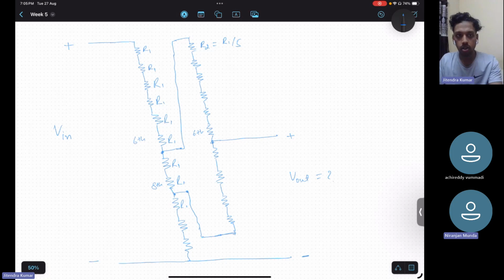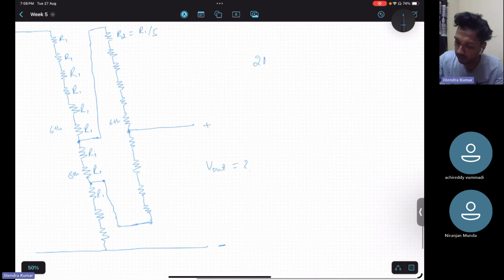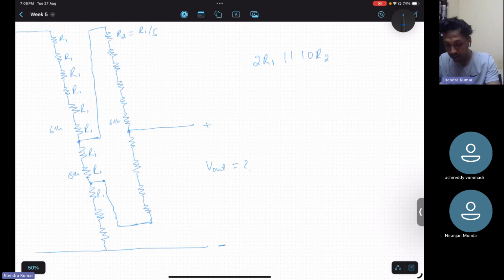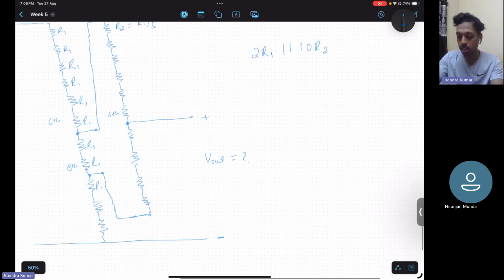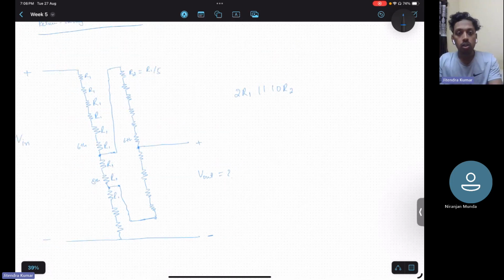Okay, sir. So this 2R1 is in parallel with 10R2. But these two R1 are connected in parallel to 10R2, and there's another switch connected after 6R2 on the output side. So we have a total of two stages.